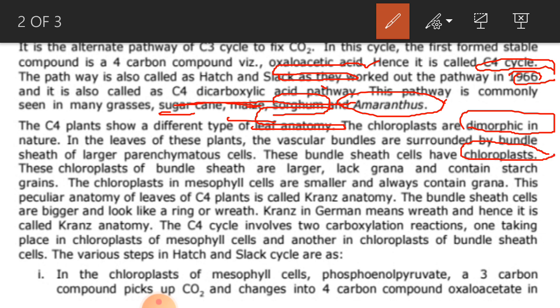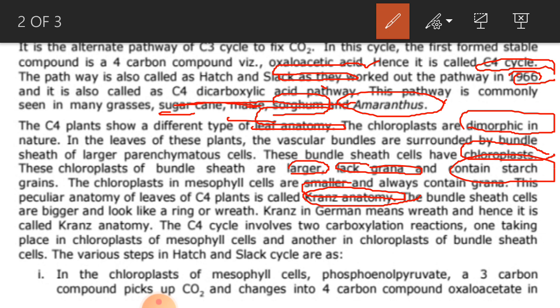The chloroplasts of the bundle sheath are large, lack grana, and contain starch grains. The chloroplasts in mesophyll cells are smaller and always contain grana. This peculiar anatomy of leaves of C4 plants is called Kranz anatomy.